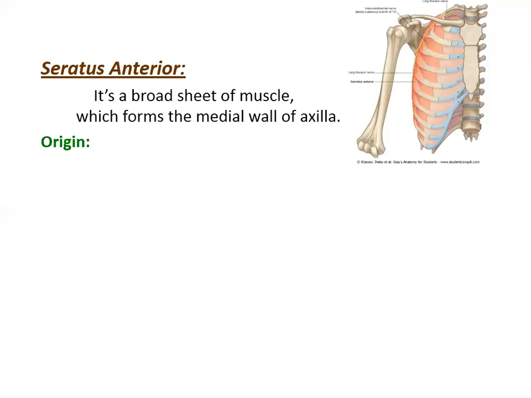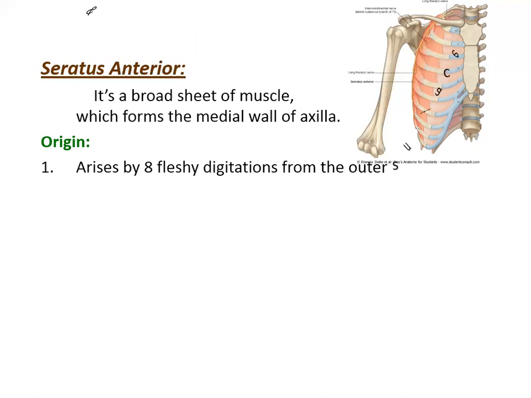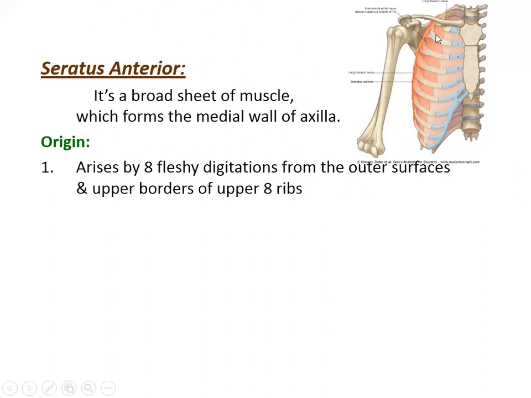So the origin of this muscle is by 8 fleshy digitations arising from the outer surface and upper border of the upper 8 ribs. So it will take origin from the upper 8 ribs, from the outer surface as 8 fleshy digitations as well as the upper border of ribs 1 to 8. So this is the origin of the muscle, and then the insertion of this muscle.